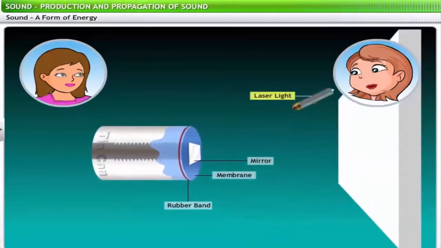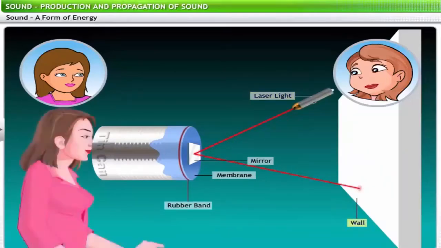Using a laser torch, we focus a light ray on the mirror such that it reflects on a wall as a spot. The final step is to shout in the open end of the cylinder. Did you see how the reflected light spot moved on the wall? Oh, yes. If you shout again, it will move again.